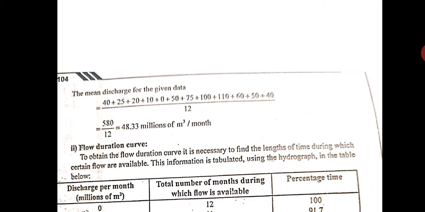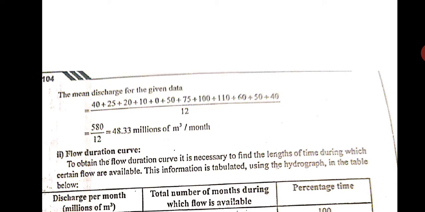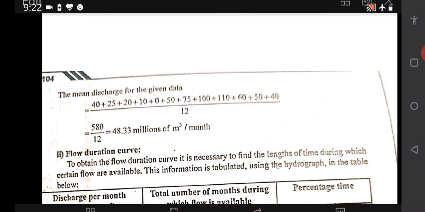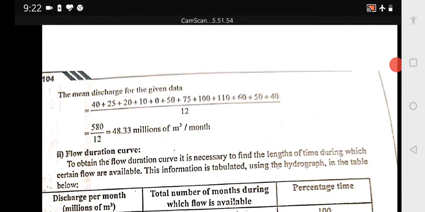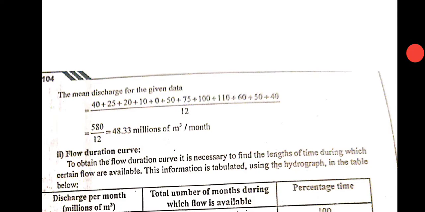Now what is the mean flow? Whatever the values are given for 12 months, I will write that mean discharge of the given data is 40 for January, 25 for February, 20 plus 10 plus 0 for May, plus 50 plus 75 plus 100 plus 110 plus 60 plus 50 plus 40. So these are 1, 2, 3, 4, 5, 6, 7, 8, 9, 10, 11, 12. 12 months I have put in the numerator, all the discharges divided by 12 months. So now I get the value as 48.33 million cubic meter per month. So this is the mean discharge.